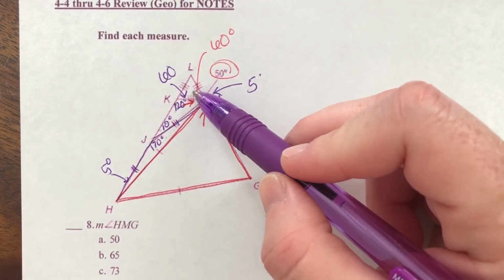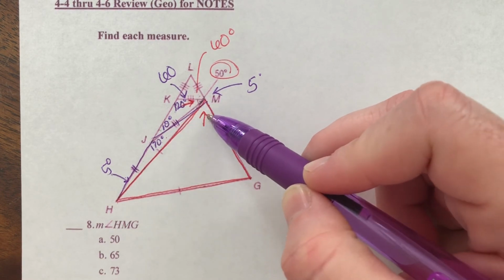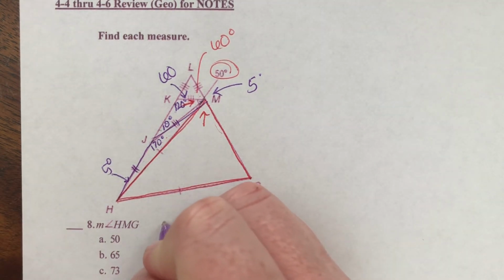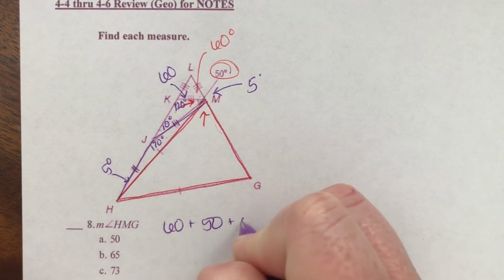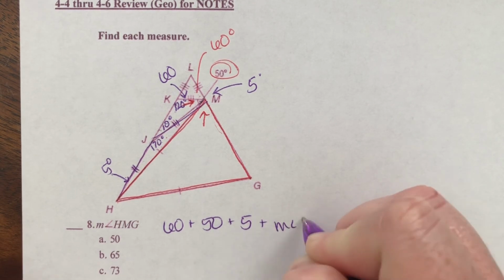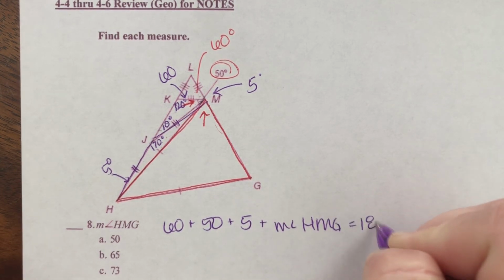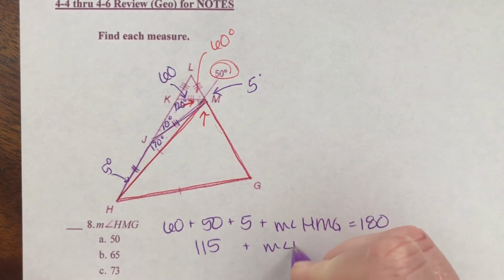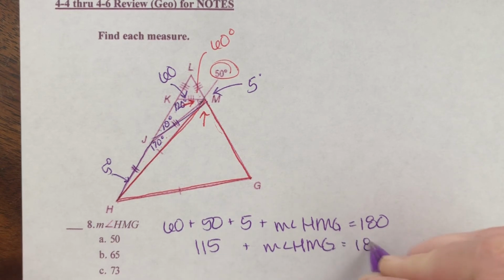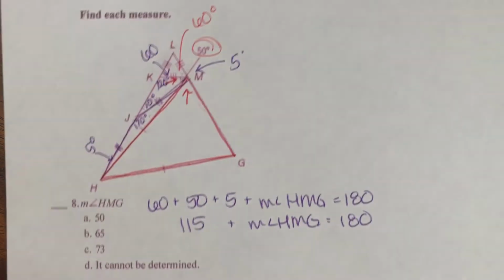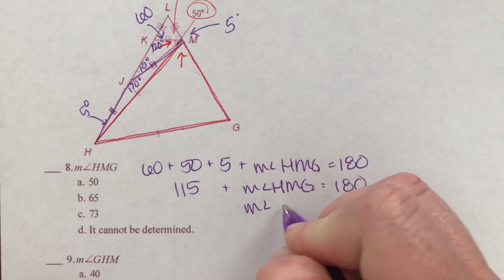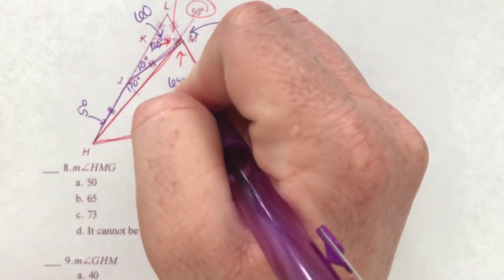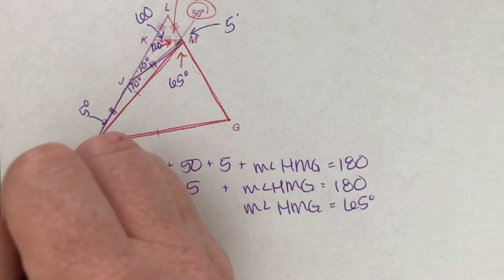So we've got a 60-degree angle plus a 50 plus a 5 plus whatever HMG is. And they all add up to a straight line, which is 180. So 60 plus 50 plus 5 plus the measure of HMG add up to 180. 60 and 50 and 5 is 115. If I subtract 115 from both sides of my equation here, I end up with 65 degrees. So this angle right here has to be 65 degrees, B.